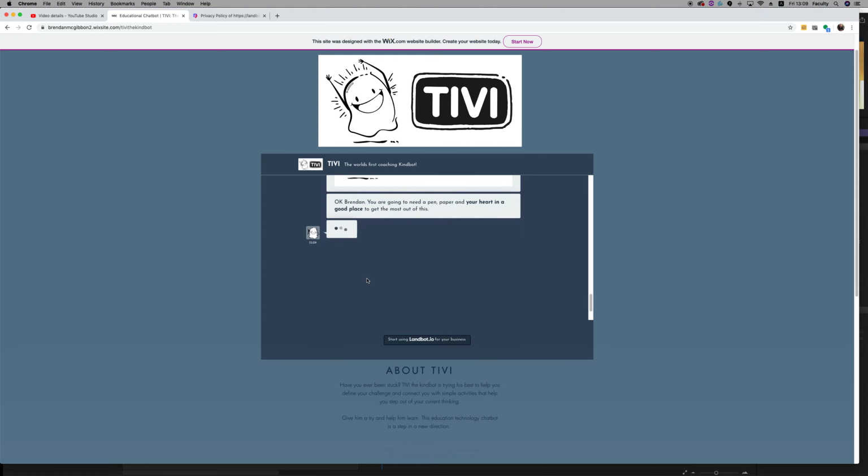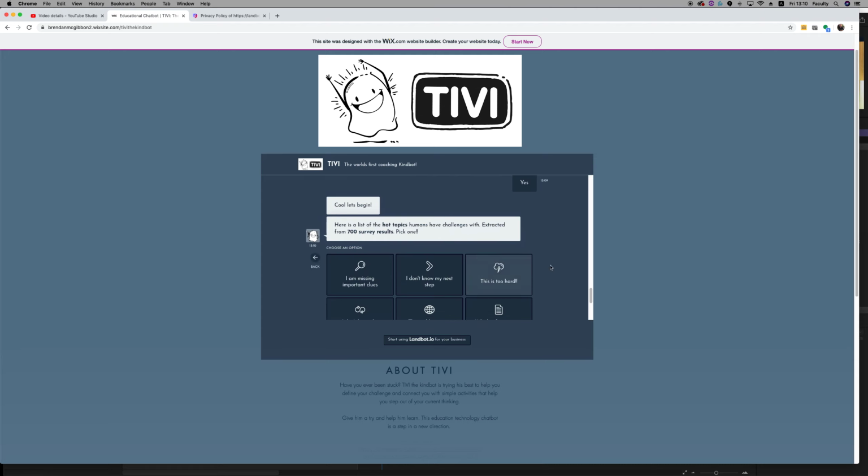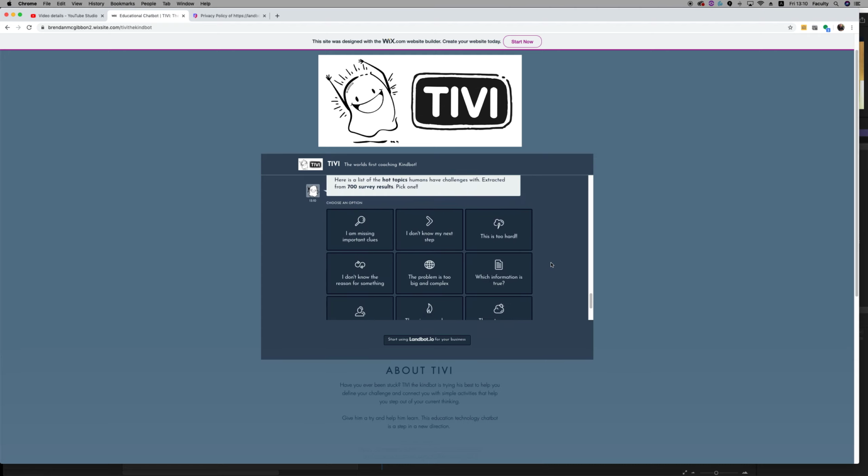Now, future versions might, depending on feedback, get straight to the point. But for this first one, I wanted to get some data about how people interact with this. Of the survey that we did, these are the categories that had to do with thinking and understanding. I'm missing important clues. I don't know my next step. This is too hard. Which information is true? The problem is too big and complex.